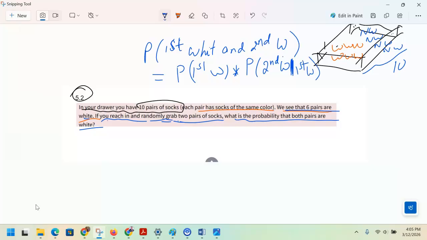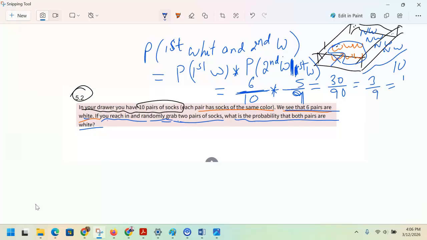So the probability that the first one is white: there are 10 of them, and out of these there are 6 white. Once one white is taken off, there will be 9 remaining, because you already know that the first one is white. And out of the whites, one of them is gone, so there are 5 remaining. So it is 5 out of 9, and you get the answer as 30 divided by 90, which is 3 out of 9, and you're done. That's all this question says.